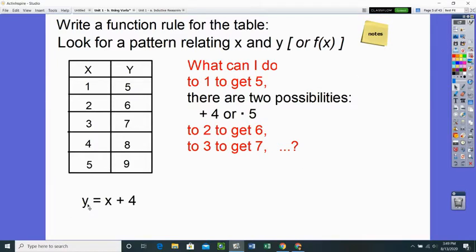Now, why did I use y and not f of x? Because that's what was given to me in the table. Let's try another one together.